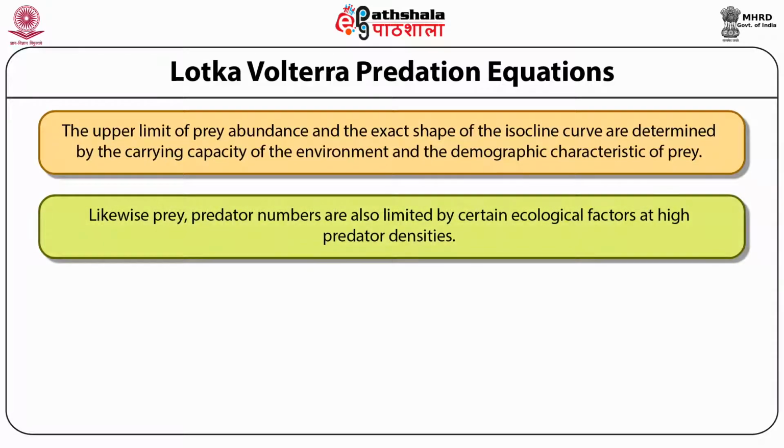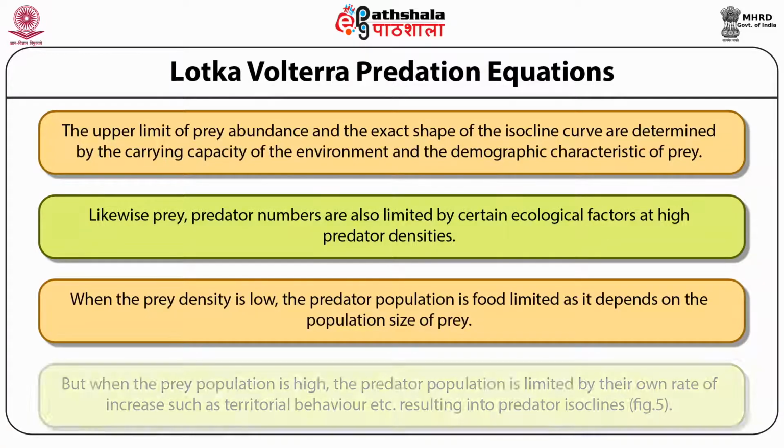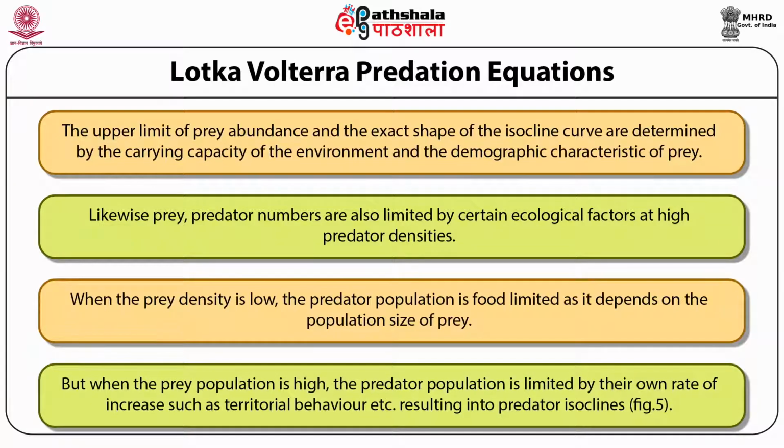Likewise, predator numbers are also limited by certain ecological factors at high predator densities. When the prey density is low, the predator population is food limited as it depends on the population size of prey. But when the prey population is high, the predator population is limited by their own rate of increase, such as territorial behavior, etc., resulting in predator isoclines.